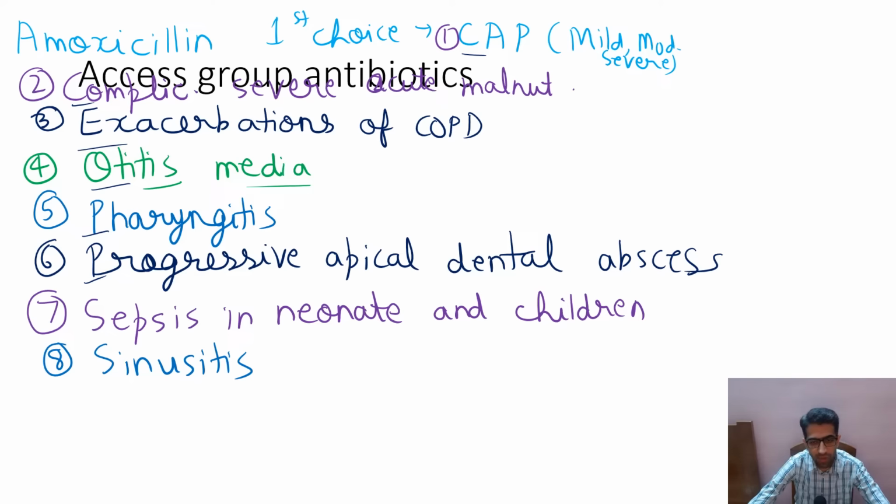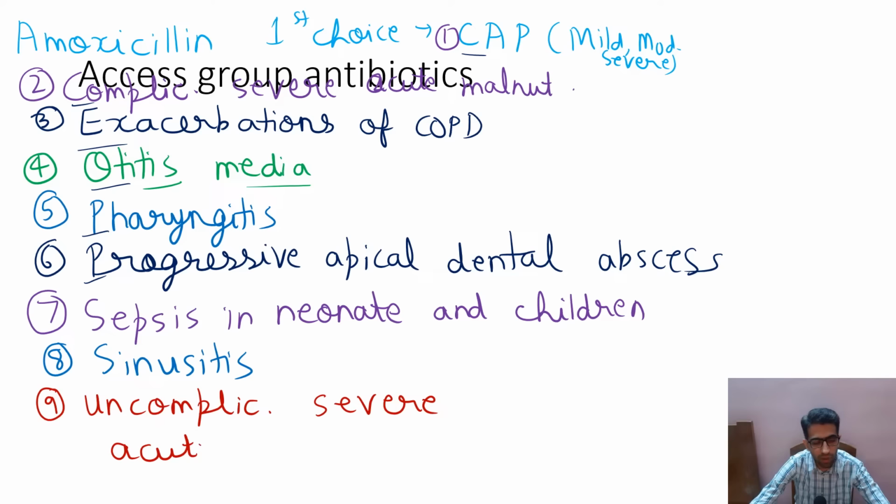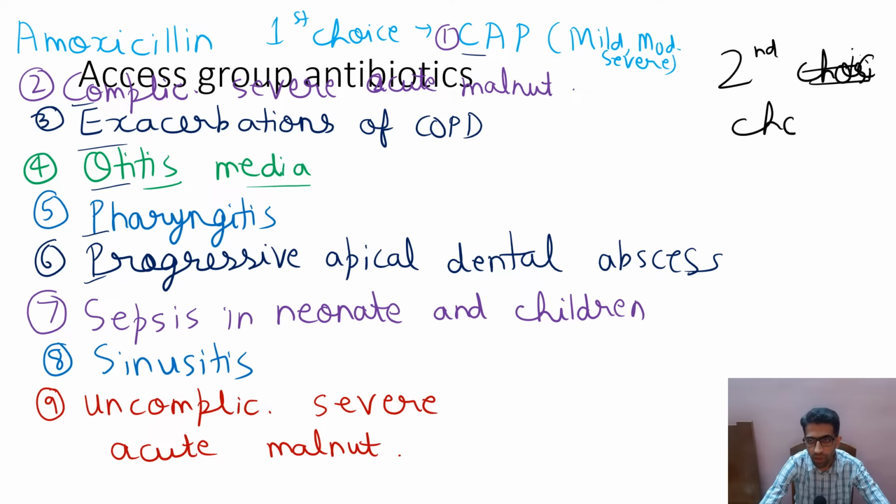Finally, we have uncomplicated severe. That was complicated severe acute malnutrition. It can also be used in uncomplicated severe acute malnutrition. I hope I'm clear so far. So this is the first choice. Then amoxicillin can be used as a second choice drug in the treatment of acute bacterial meningitis.